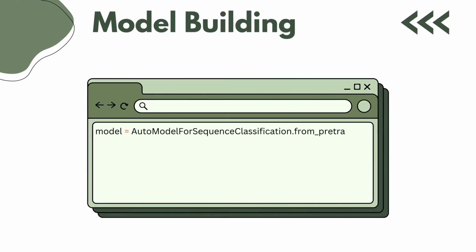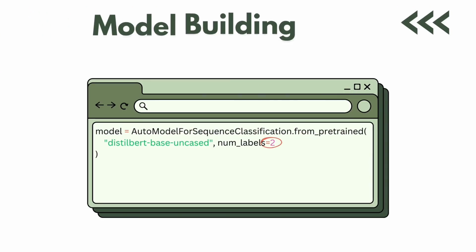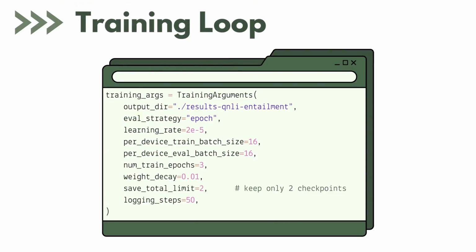We will now initialize the model and tokenizer. Since we have two labels, entailment and non-entailment, we will set the number of labels to 2. We configure our training run with a single object called training arguments. Think of this as a set of dials that control how the trainer behaves. This manages the learning rate, batch sizes, epochs, logging, and checkpointing so you can resume if interrupted. You can play around with these parameters to improve your model performance.